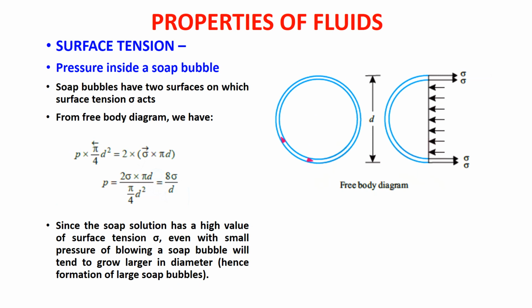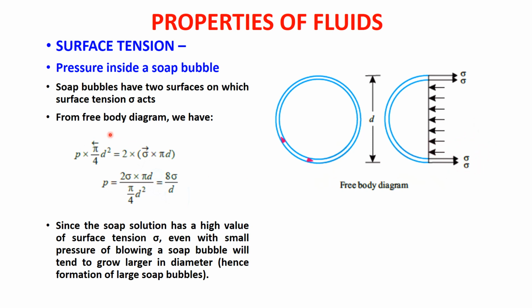Going for the next point, the pressure inside a soap bubble. Soap bubbles have two surfaces on which surface tension sigma acts. Now you will see the soap bubble has an inside diameter and an outside diameter. So the surface tension will act on two surfaces. So how to calculate this now?